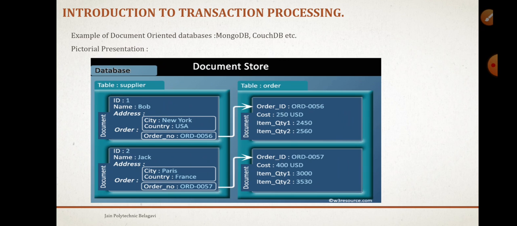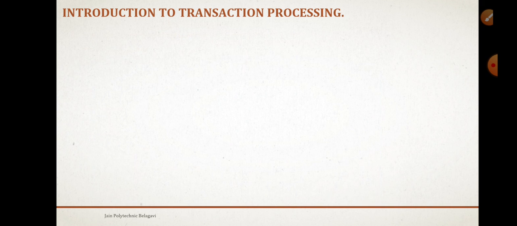So practical representation: document store databases, ID 1, name, Bob, address, order. Okay, so it will store each record in a document format, in separate files. So ID 2, name, Jack, address is Paris, San Francisco, order number is ORD 005. So using the order ID we can fetch the order details, right? So see, for order 0056, in the order table we get the order ID 0056, cost is $250, item quantity is 2450, item quantity 2 is 2560. So like this we can fetch the related information about the order.